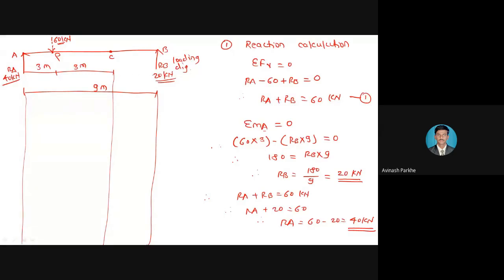40 plus 20, 60. That means your condition is properly balanced. Now the reactions are calculated. Now go for the SF calculation.